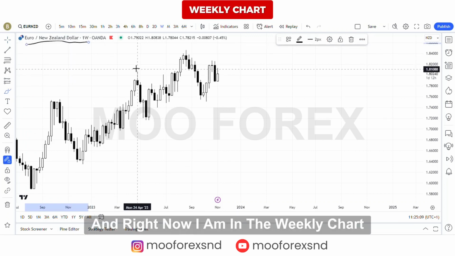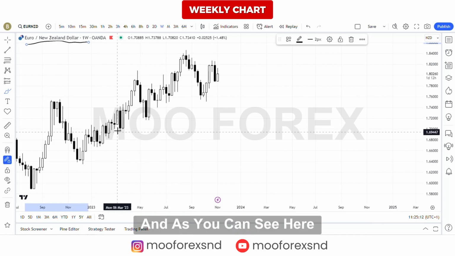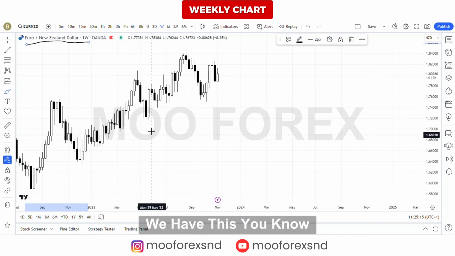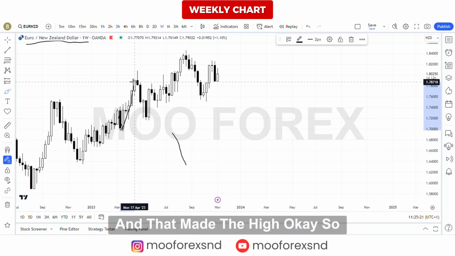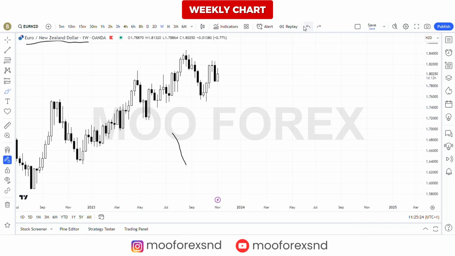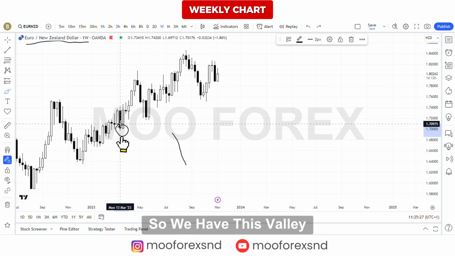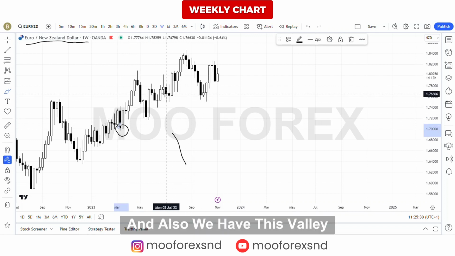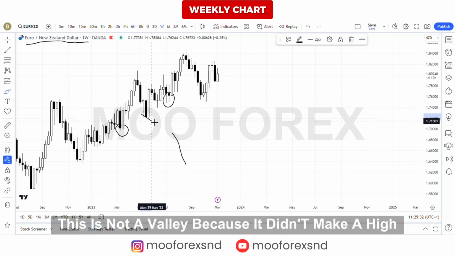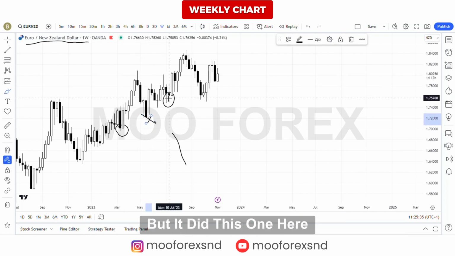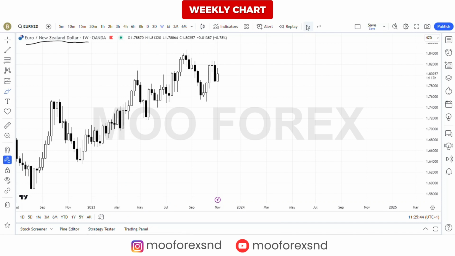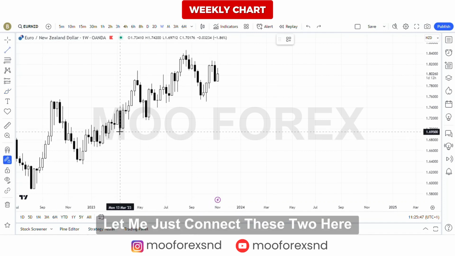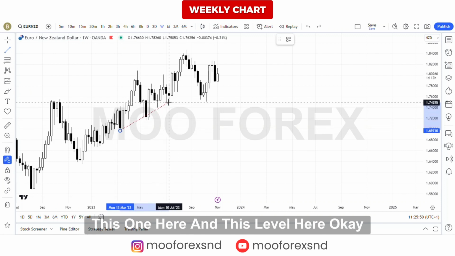Right now I am in the weekly chart, and as you can see here, we have this rally and drop, and that made the high. We have this one, and also we have this one. Remember guys, this one is not valid because it didn't make a high, but this one here made the high, and that point here also made a high. So now let me connect these two.